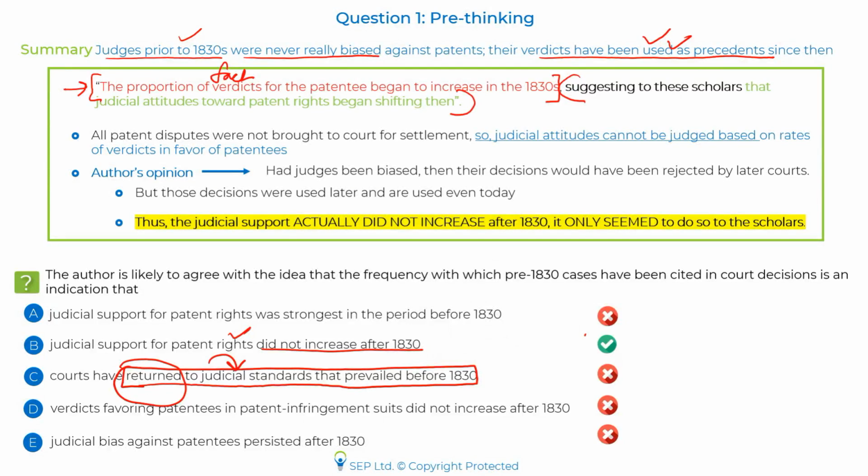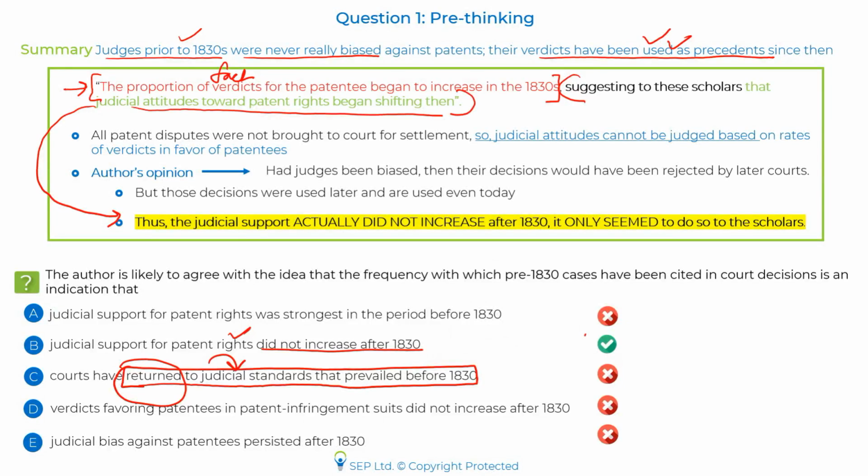Author says that the decisions were used later today also. So the judicial attitude did not begin to shift from this to this. So guys, let me know if this explanation is clear to all of you. I will just put up a poll for that. Do let me know if this explanation is clear to all of you. Is it clear how we arrived at this answer?